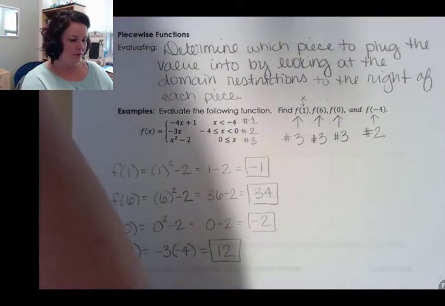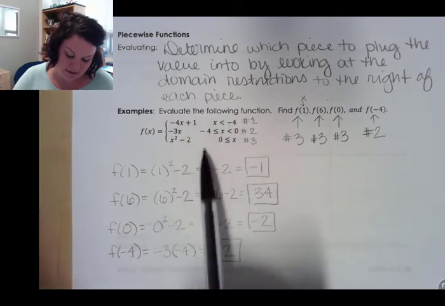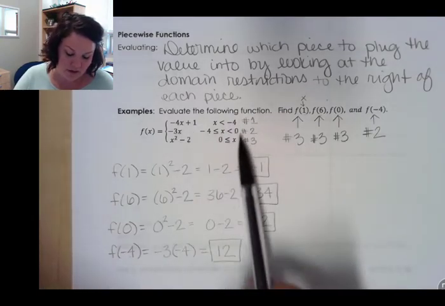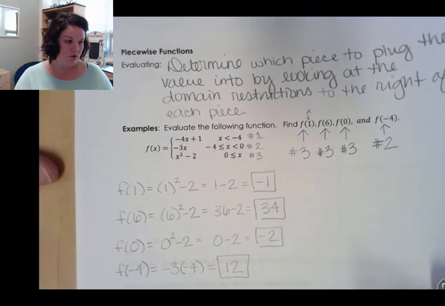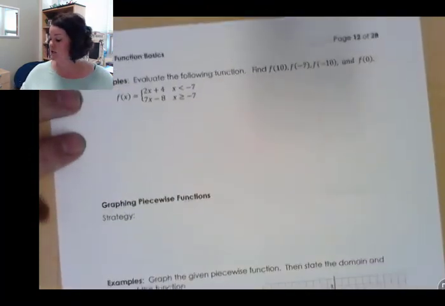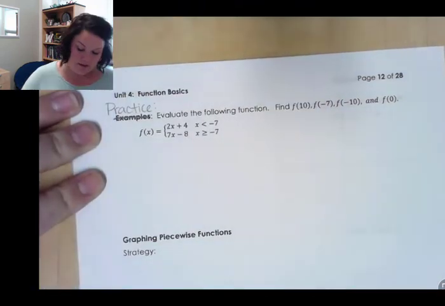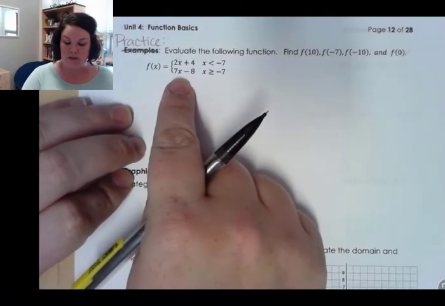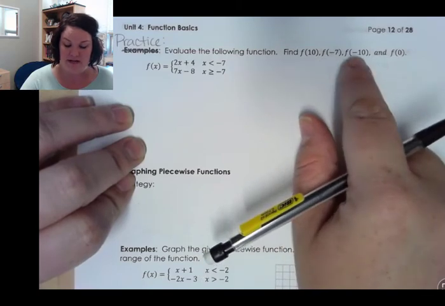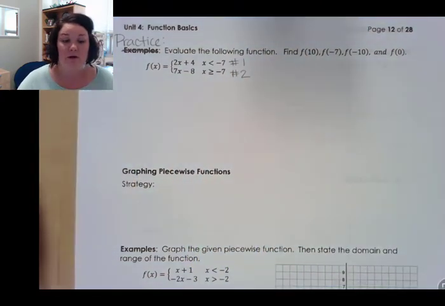All right, I want to look at a couple more just to give you a little bit more experience of seeing which pieces you have and how to determine, based off of the restriction over here, which piece to evaluate at. Okay. Or actually, you know what? Let me have y'all try this one. Let's change this from an example to a practice problem. So for this problem, evaluate f of 10, f of -7, f of -10, and f of 0. Determine if you need to plug it into a number 1 or number 2 piece. Go ahead and pause the video and then play it whenever you're ready to check yourself.